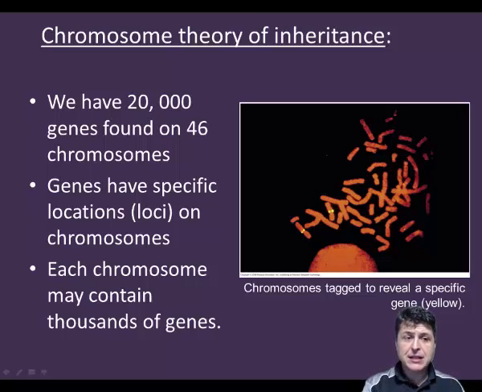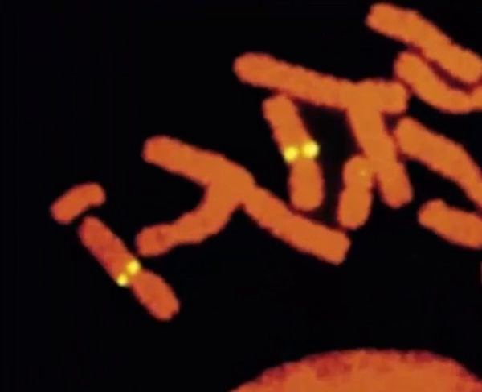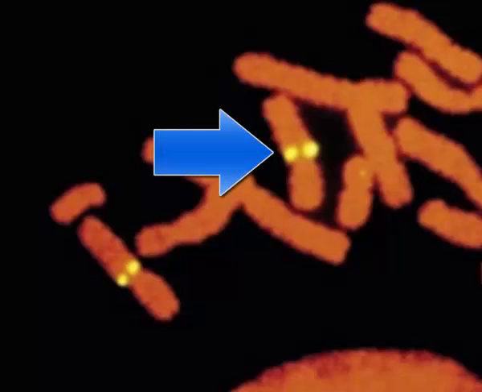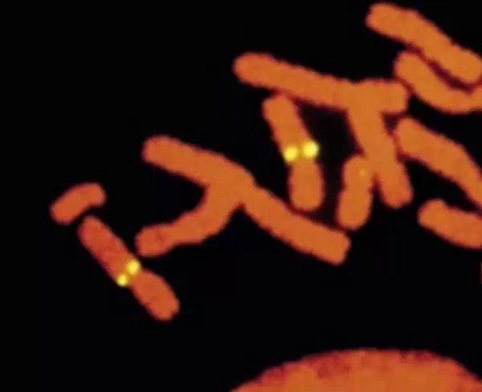Today, we know that humans have over 20,000 genes, which are found on 46 chromosomes. These genes have specific locations that they're found on these particular chromosomes. These locations we call loci. We can actually tag genes using fluorescent dyes to be able to observe their locations on those particular chromosomes. For example, in this image here, we've tagged a pair of genes on homologous chromosomes with a yellow fluorescent dye.